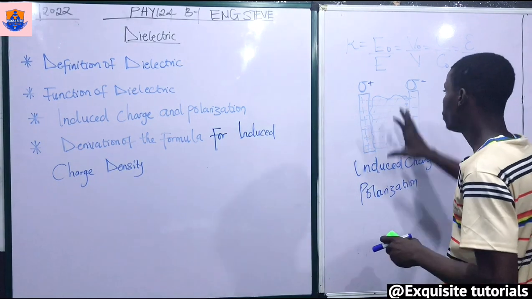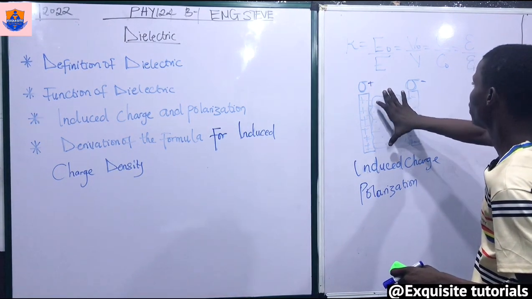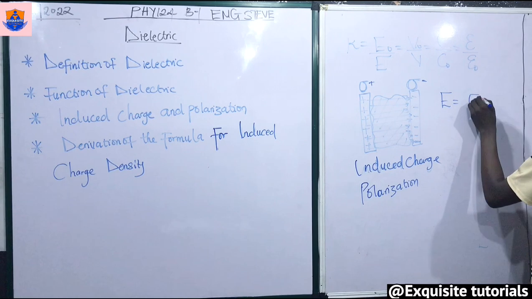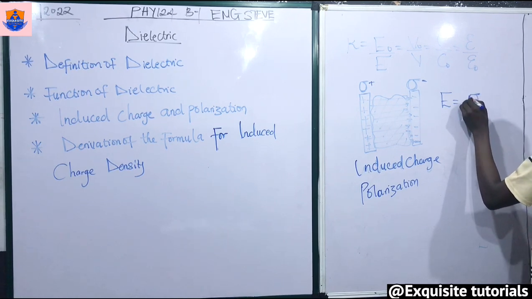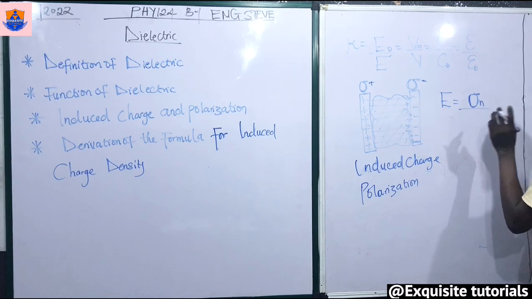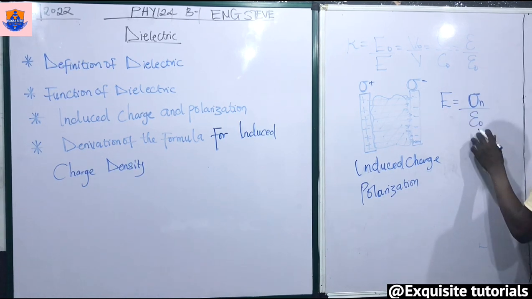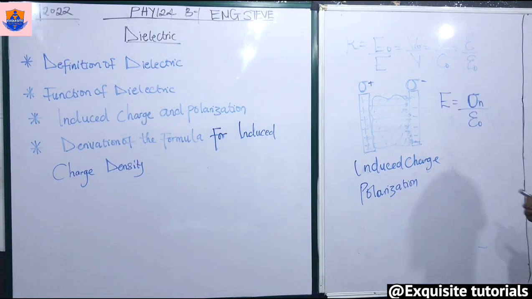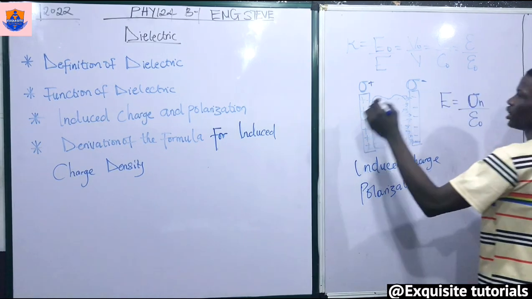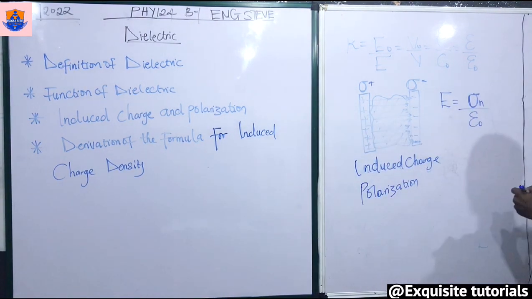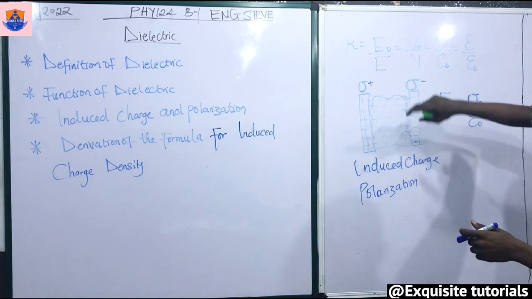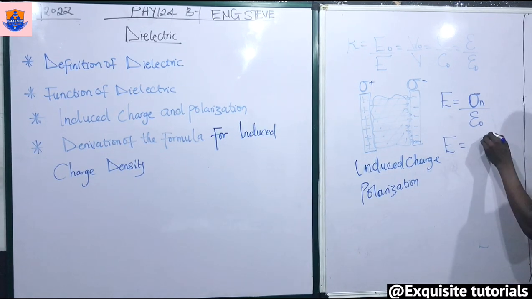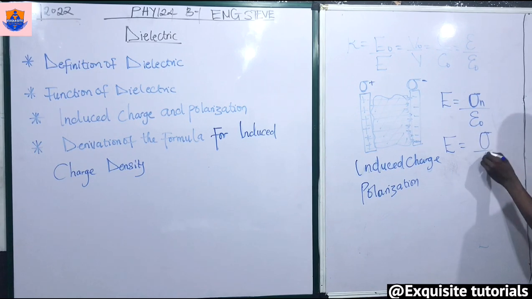So in between this plate, our electric field E is equal to the net surface charge density divided by our permittivity of free space. In the absence of a dielectric material, that is, we are dealing with a plate where air is just found inside and there is no dielectric material, in that kind of condition our E is equal to sigma over epsilon naught.